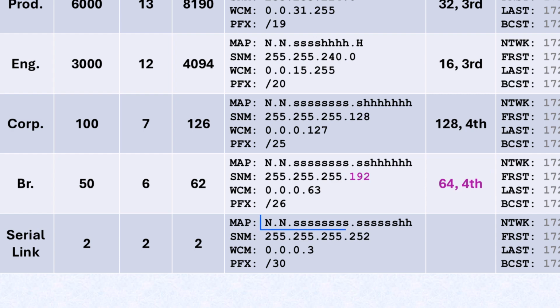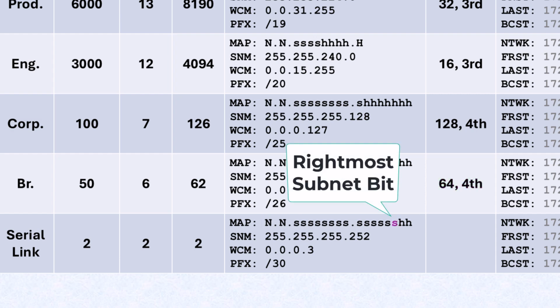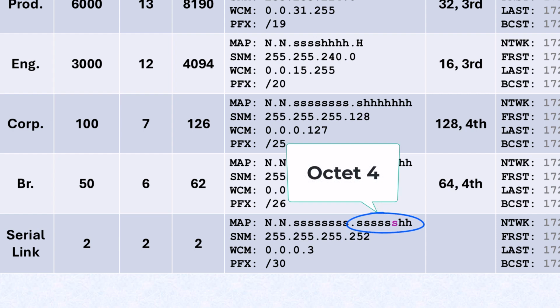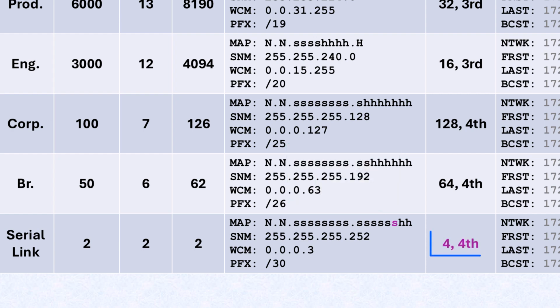Let's use the subnet address map method for the serial link. The rightmost subnet bit in the address map resides in octet 4. And its place value within the octet is 4. This means the interval is 4, and octet 4 is the transition octet.